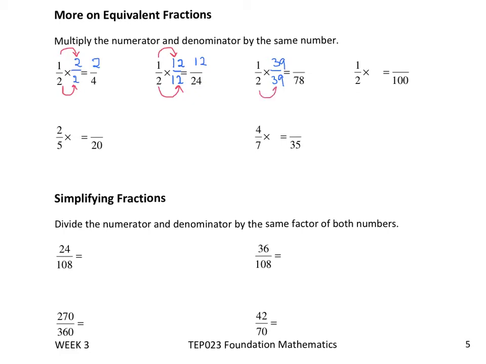2 times 39 is 78. 1 times 39 is 39. So the equivalent fraction is 39 out of 78. Making 1/2 an equivalent fraction out of 100, well, I think you're probably getting the hang of it now. It's 50 over 100.